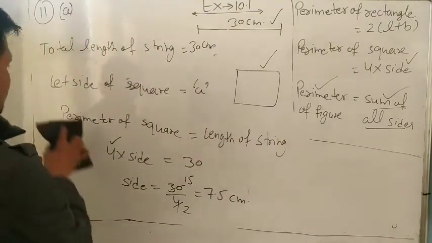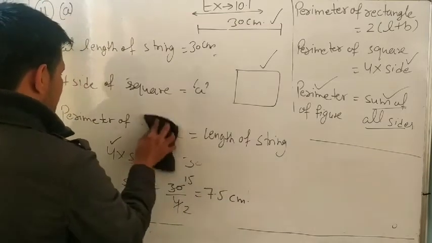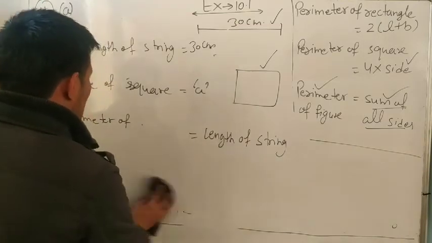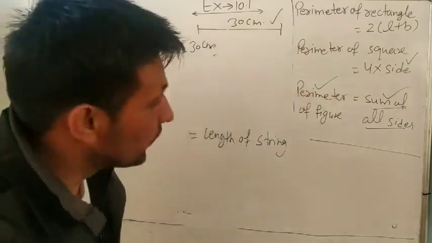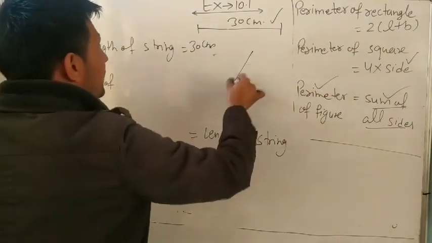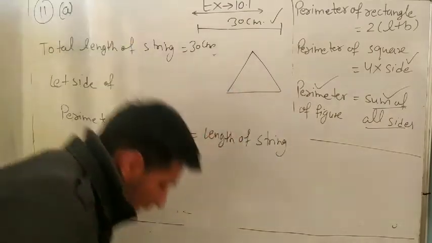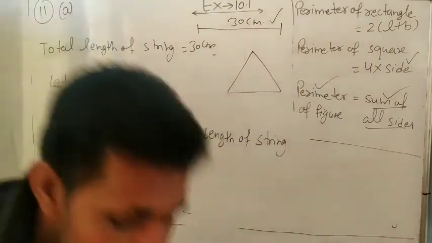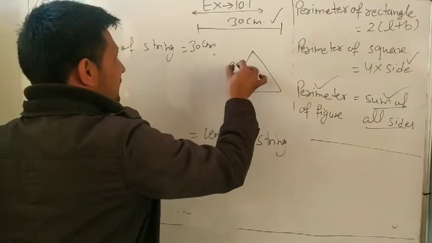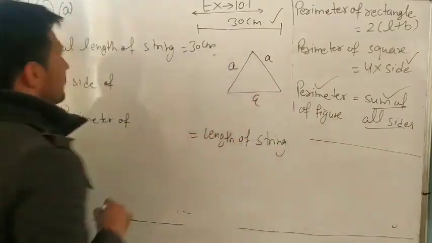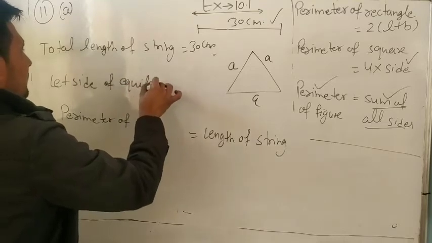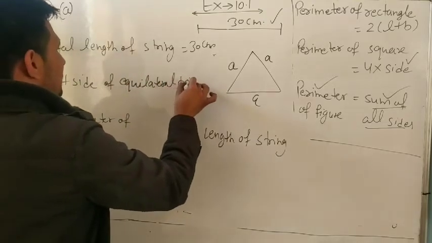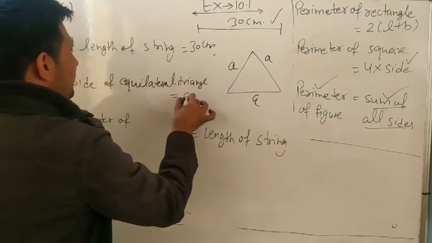Now B part, same as it is. In B part, we make a triangle, an equilateral triangle. By equilateral triangle we mean each side is equal, A. So each side of the equilateral triangle, how much is A?